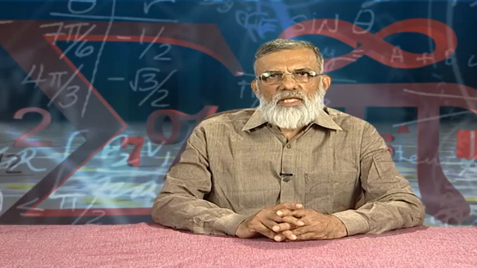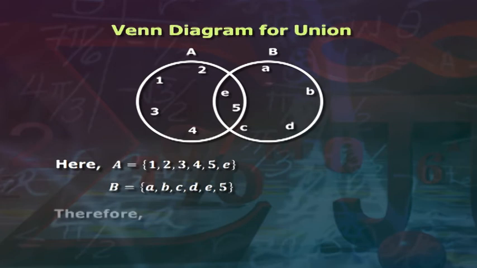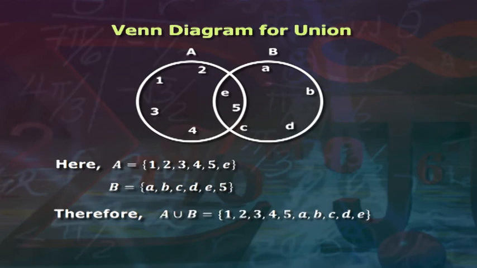Sets are represented by Venn diagrams. Venn diagram for union. Here A is the set consisting of 1, 2, 3, 4, 5 and E, and B is the set having elements A, B, C, D, E and 5. Therefore, A union B as illustrated will be equal to 1, 2, 3, 4, 5, A, B, C, D, E.